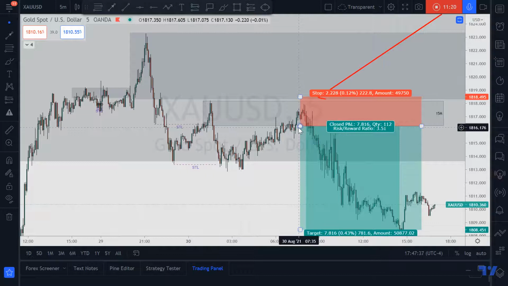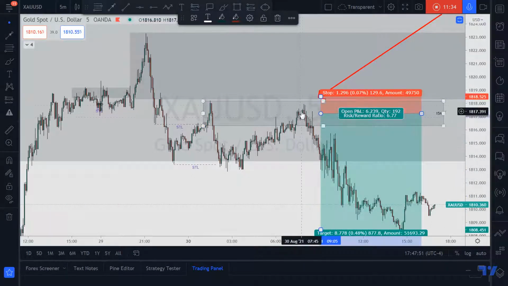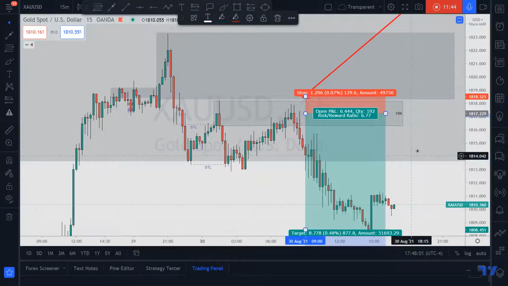All right, now how did I get a better entry? How can you get a better entry? Let's put it that way. You wait. You wait until you get those signs, and you want to read your price action.